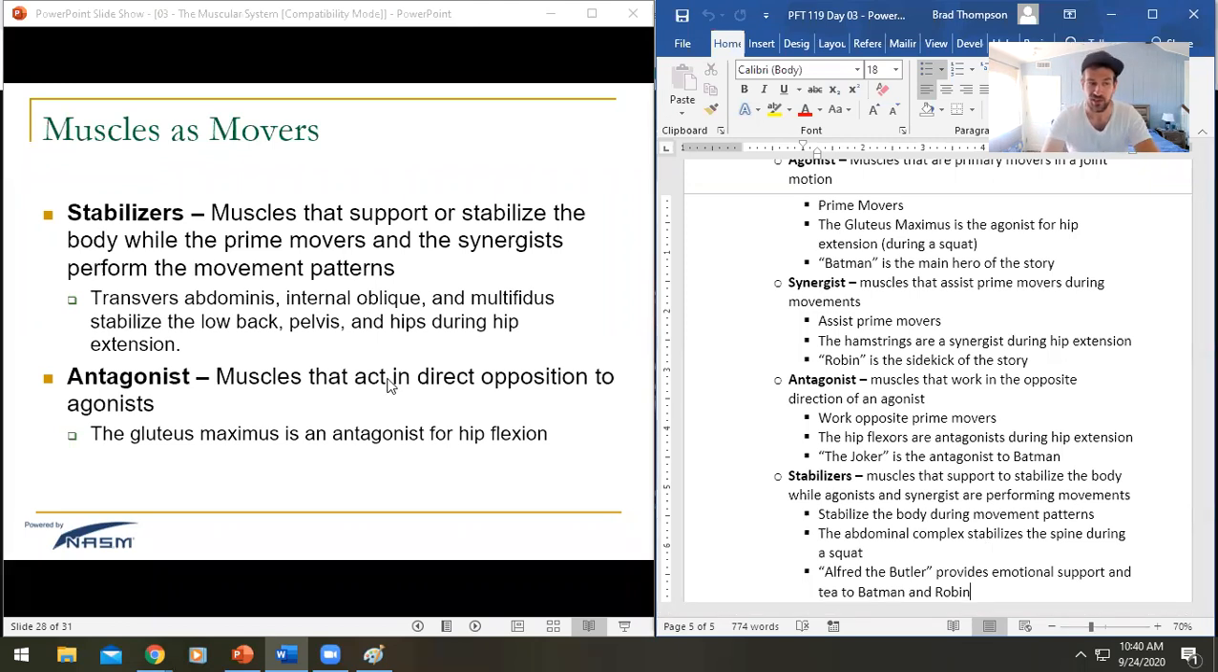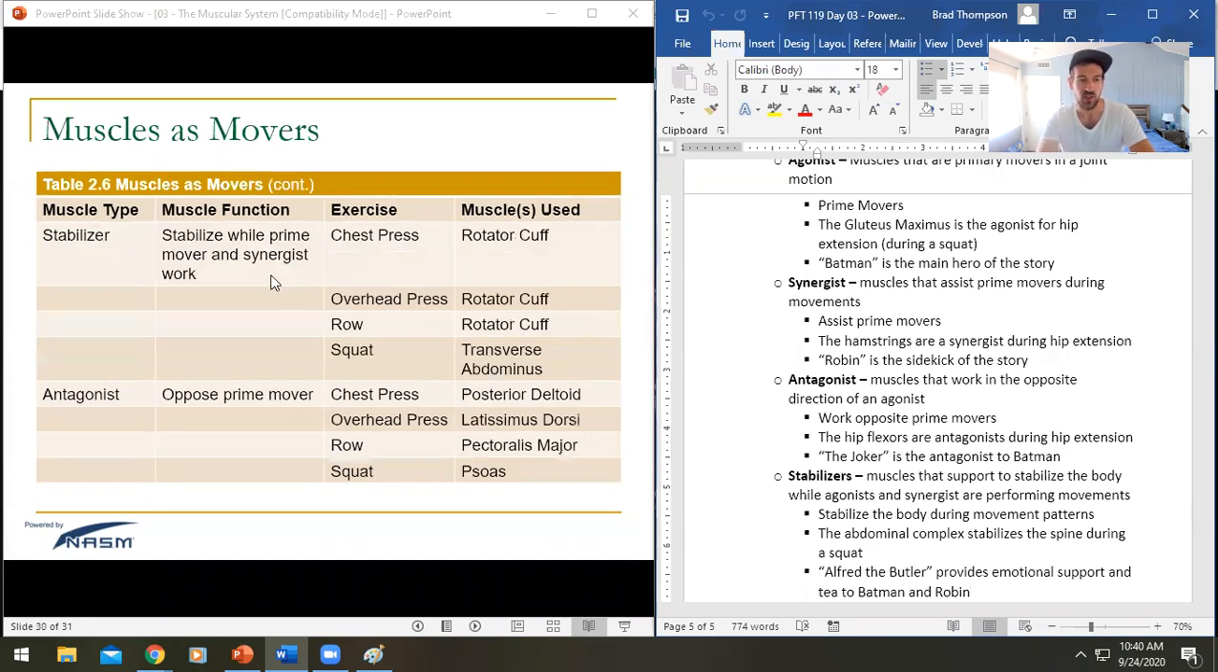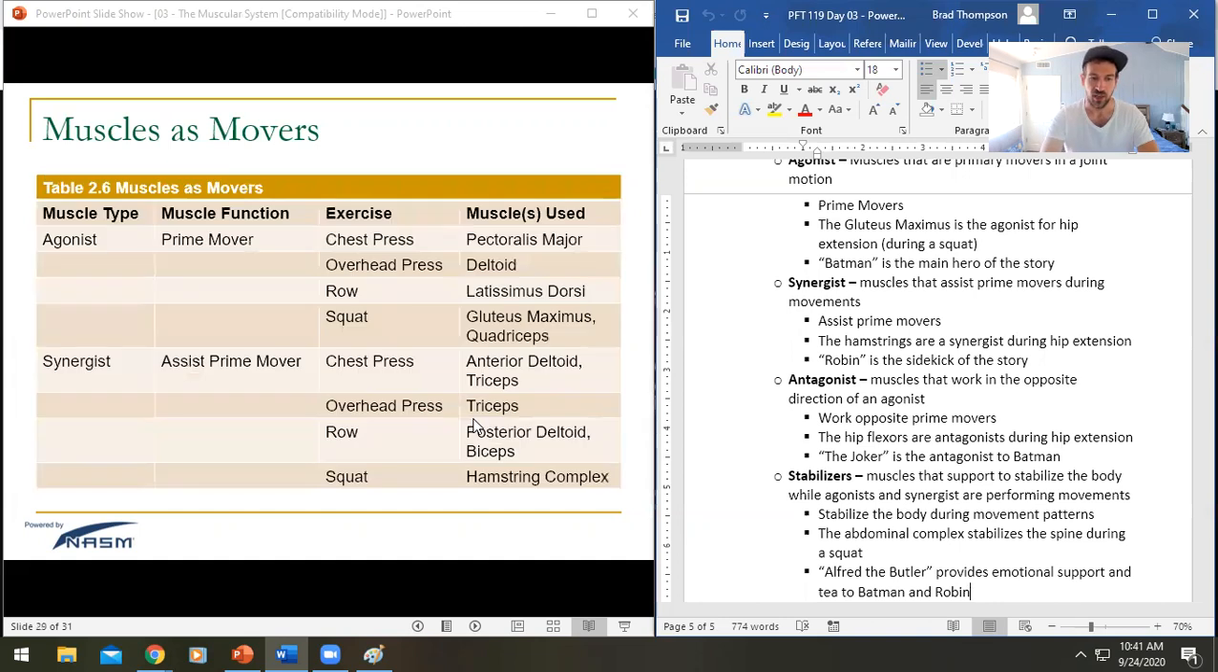So yeah, that is arranged that way. And then at the end here, we just have some examples, right? So your agonist, and we put a chest, a back, and a leg exercise here. During a chest press, your agonist is the pec. Your synergist is your anterior deltoid and your triceps. Your stabilizers are like the rotator cuff. And your antagonist would be opposite of your pec. You just go straight to the other side. That's your posterior delt. And there's some more examples in there as well.